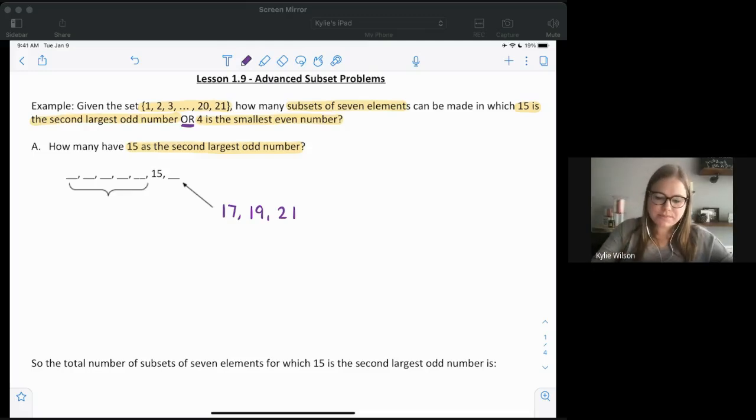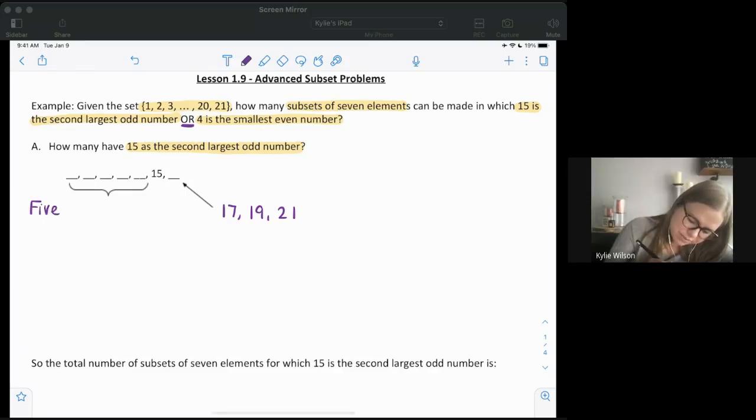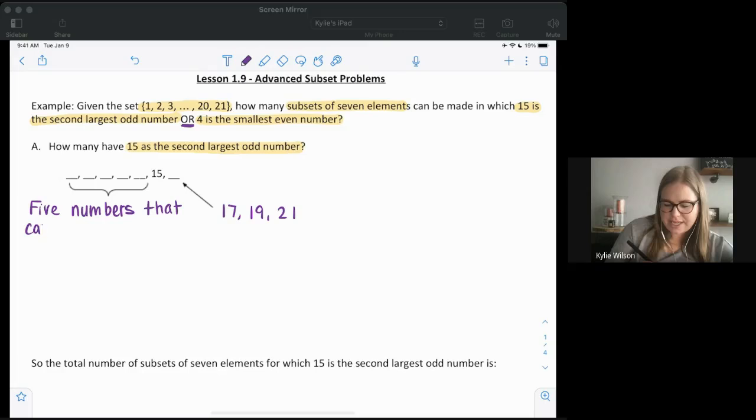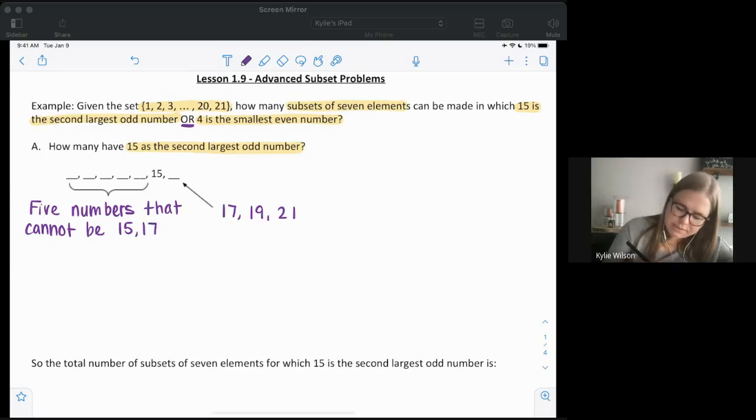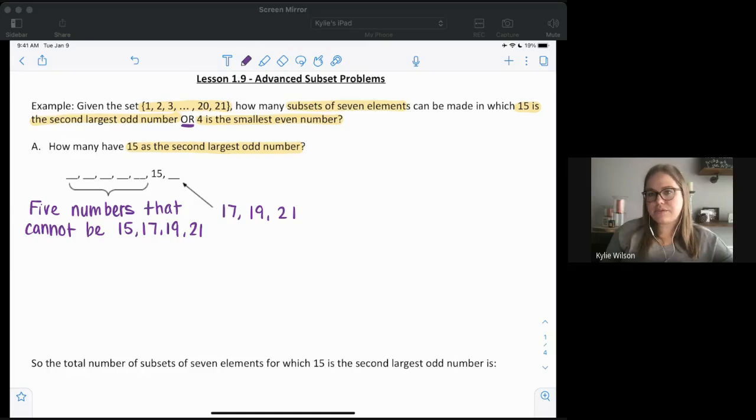Now, everything smaller than 15, it doesn't really matter. There are no real conditions that are stopping us. So in here, we will require 5 numbers that can't be 15 because we've already used 15. And it also can't be 17, 19, or 21. This is because we've already accounted for picking 17, 19, or 21 over here.